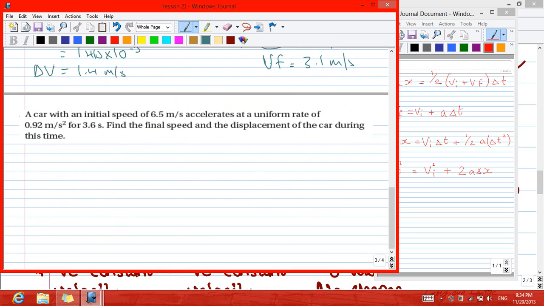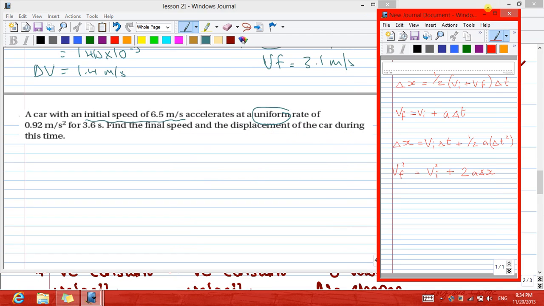And the last one, which is the last example in this lesson: we have a car with an initial speed of 6.5 meters per second that accelerates at a uniform rate of 0.92 meters per second squared for 3.6 seconds. Find the final speed and the displacement of the car during this time. Now the first thing we notice is the word uniform. Anytime we see uniform or constant, accelerating uniformly, anything uniform or constant, then we have to use one of the kinematic equations. And we have them here to help us decide which one we're going to choose.